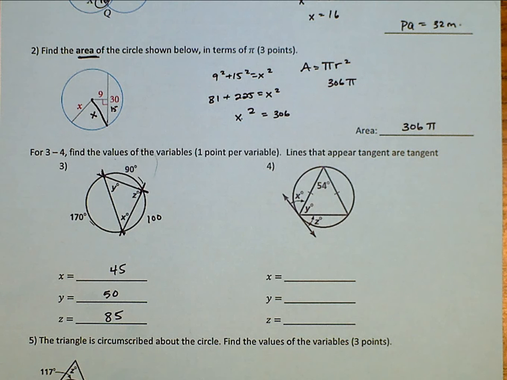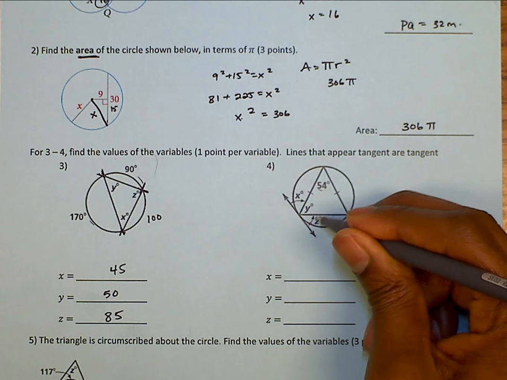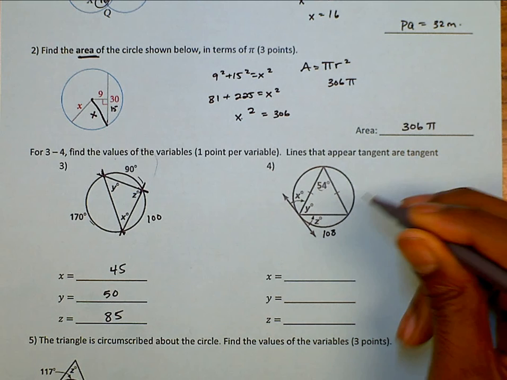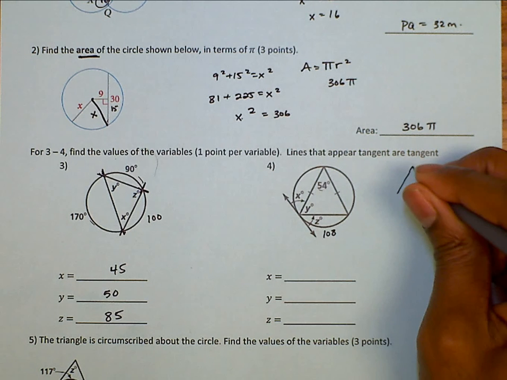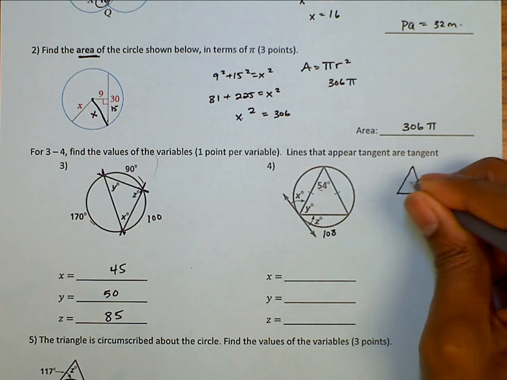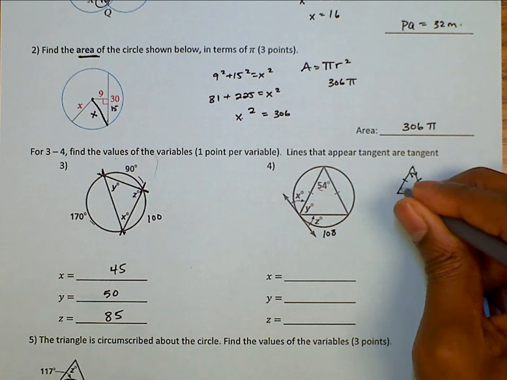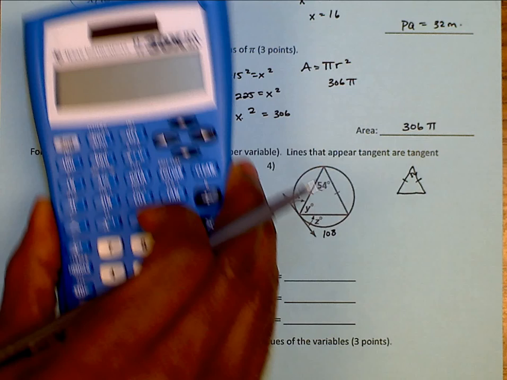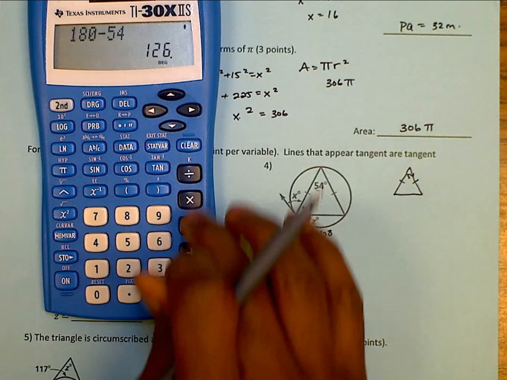Number 4, pretty sure we've seen this problem before. Same thought process here. 54 is the inscribed angle, which means the arc here must be 108. Notice that they gave us a triangle, and in this triangle they told us this is an isosceles triangle, by those markings. And so since this is 54, it should be 180 minus 54, divided by 2. Divided by 2. Oops.